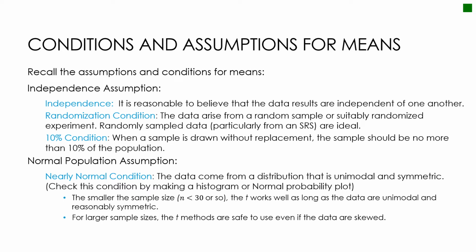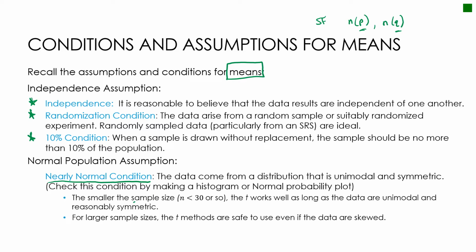So the assumptions and conditions for means are almost the same as they were for proportions. We still have independence, we still have randomization, we still have 10%. But last week, when we looked at proportions, we were looking at a success-fail condition, and we don't have that for a means question because remember, we checked the success-fail condition by taking n times p and n times q, and we can't do that this week because there's no p and there's no q. So this week we're dealing with means, and so we need to check the nearly normal condition.